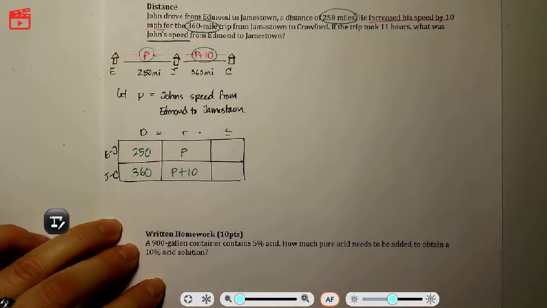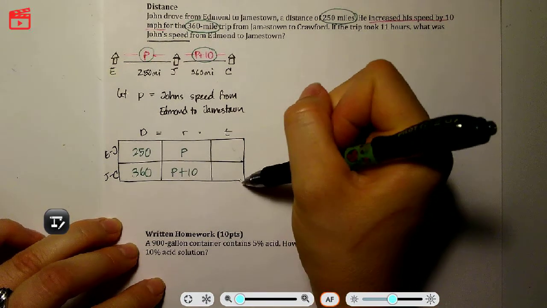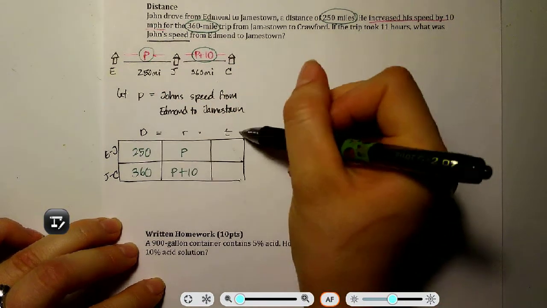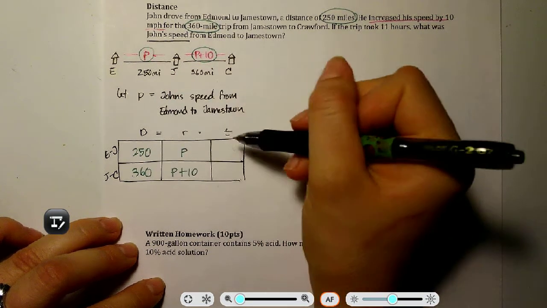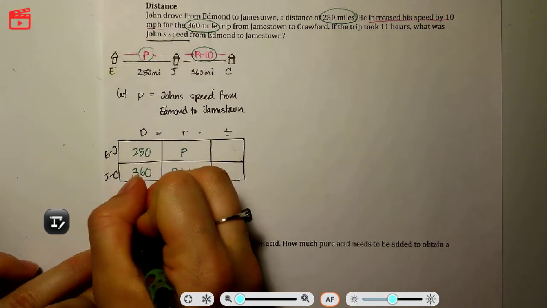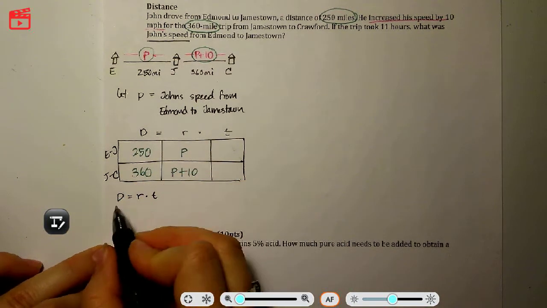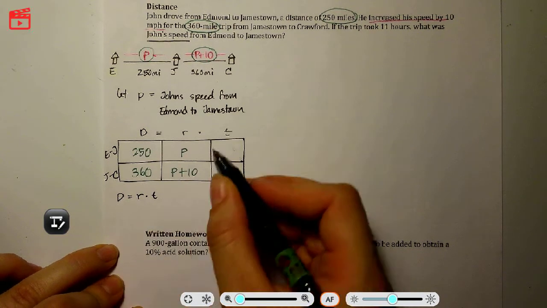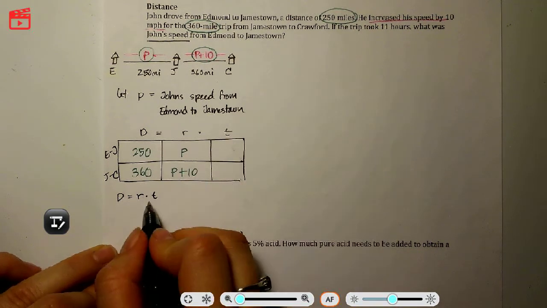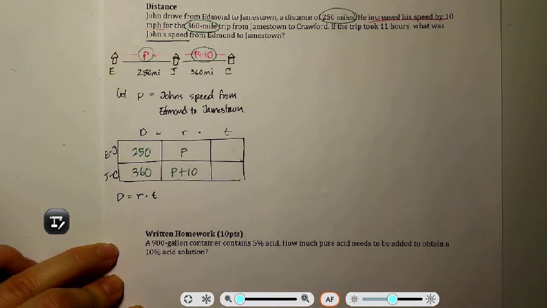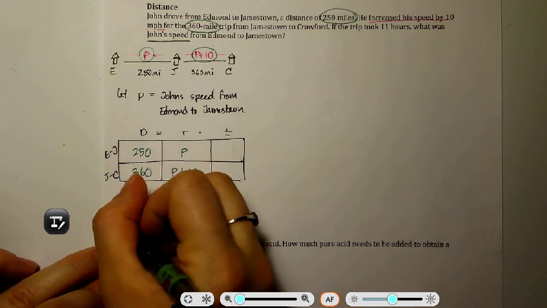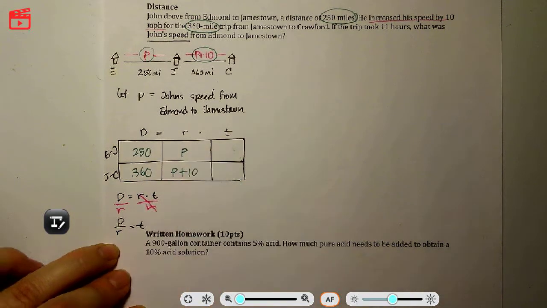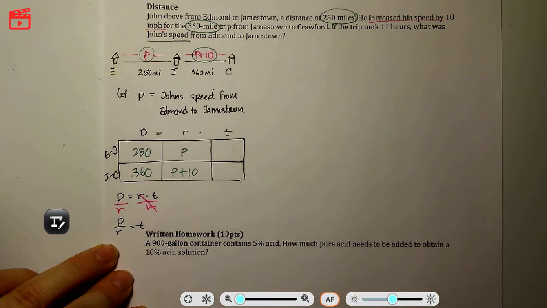Okay, so when we're filling out this last box, we always use the other ones to fill it in. So we're going to use D and R to fill in T. We need to manipulate our equation a bit. Distance equals rate times time, and I want to solve for time, which means I need to get time by itself. So let's divide both sides by R, and that means that D over R will be our time value. Try to see if you can fill in the box for time.